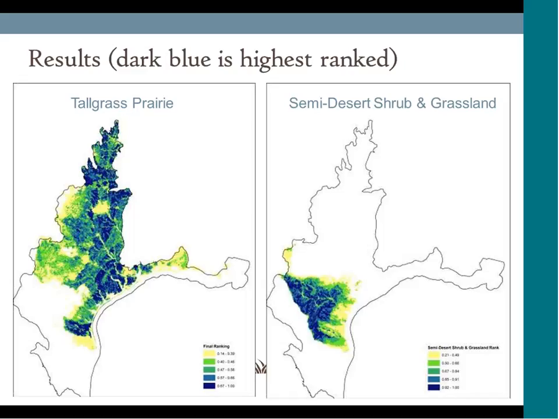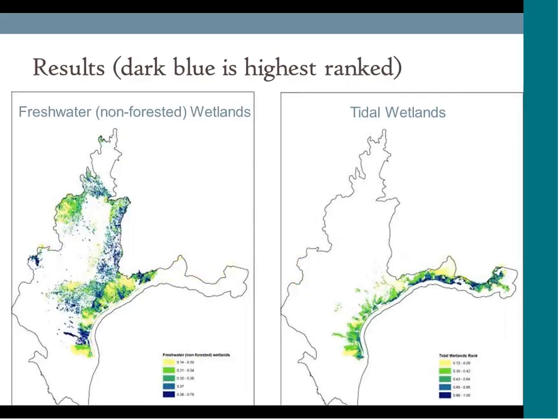So on the left we have tallgrass prairie. We're also projecting semi-desert, shrub, and grassland. As we go through these, you can get a sense of the geographic distribution of these broadly defined habitats. Freshwater non-forested wetlands and tidal wetlands.